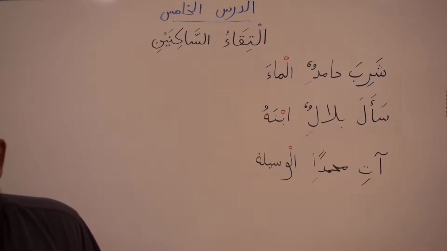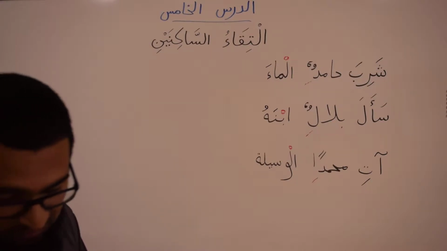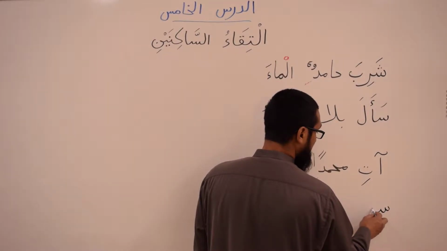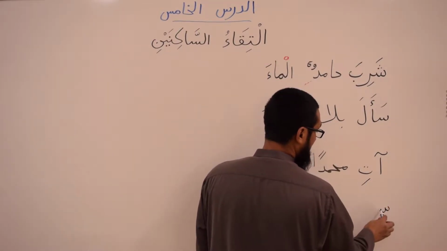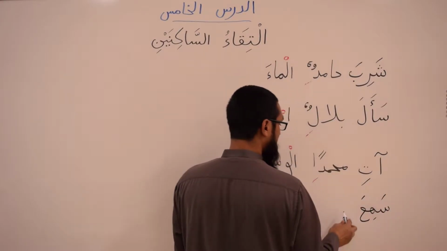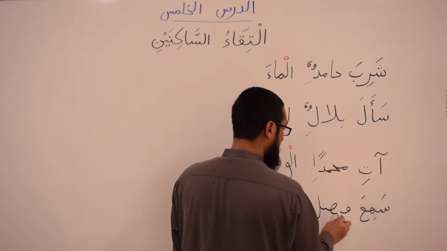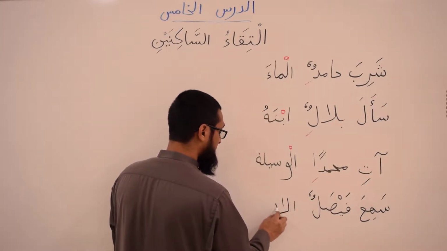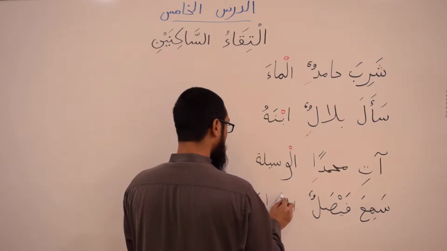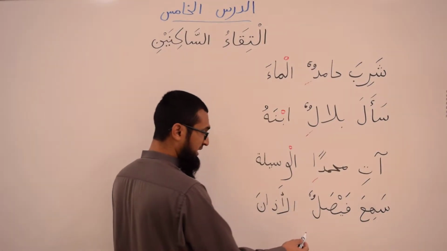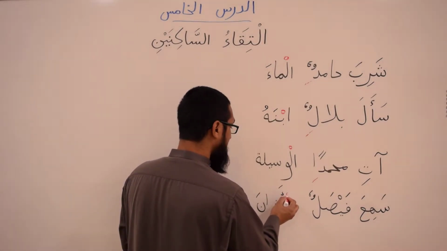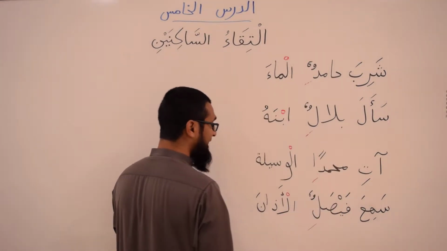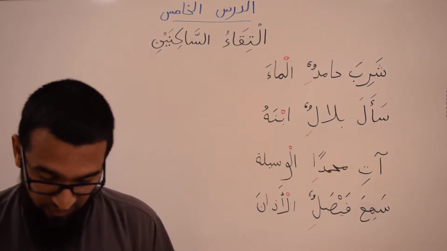Another example is in the sentence Sami'a Faisalun al-adhana. This is a regular sentence. So Faisalun, noon sakin, and then al-adhan, there's a sukoon there. Again, hamzatul wasl is not pronounced. So Sami'a Faisalun al-adhana.